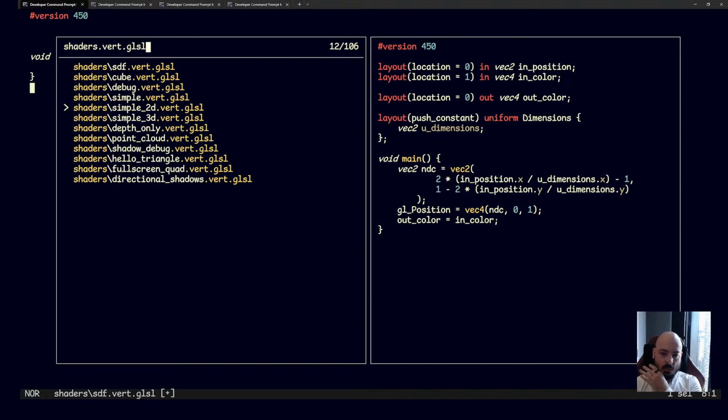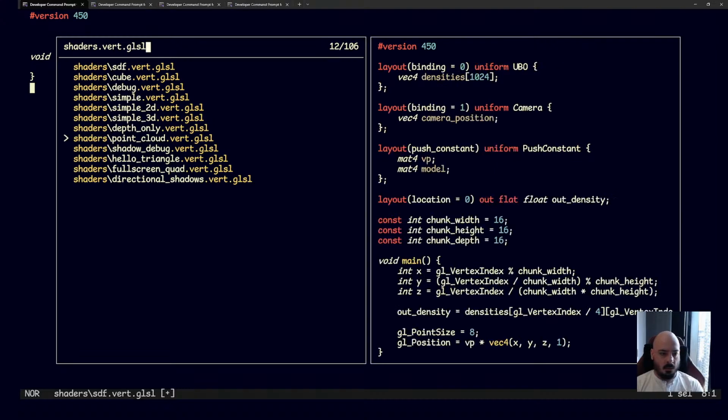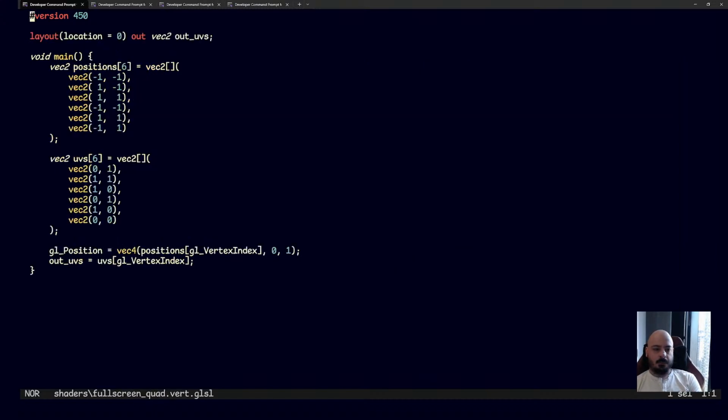Yeah, convert to, no, that's not right. No, this is 2D, not the same thing. Depth only, no. Full screen quad, hey, look at that. Yeah, so this is the naive version, I guess. There's a better way to do this, but this way is very clear as to what's happening, at least.